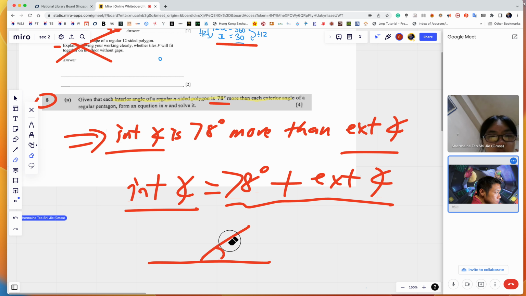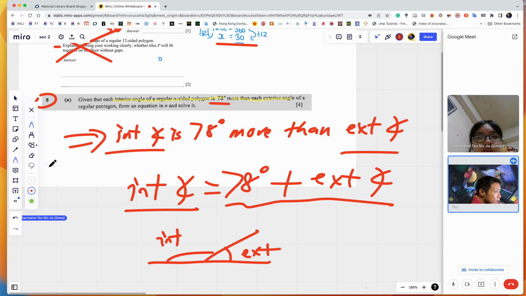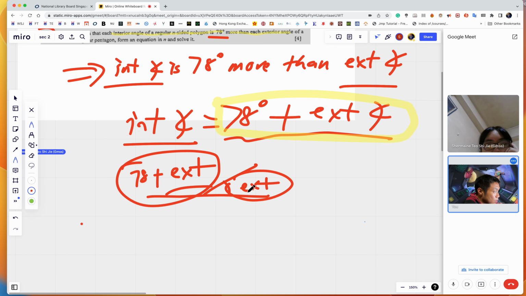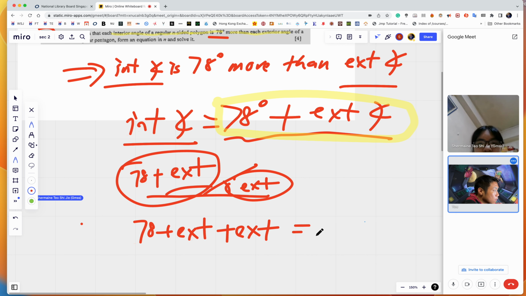Okay, so this is your exterior angle, right? This is your interior, right? Yeah. So now your interior angle is replaced by what? Your interior angle is replaced by this. So you write down 78 plus exterior angle. So therefore, I think you can form an equation already. So this one plus this one will give you what they give you. They give you 180, right?